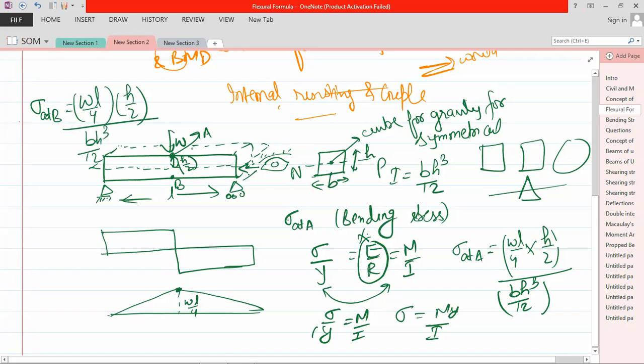So what is the difference between A and B? Now if you can see, this beam will bend like this. Hence, this top portion is in compression and this bottom portion is in tension. So at B it is positive and at A it is negative. Means at A it is compressive and at B it is tensile. I hope everyone is okay with it.